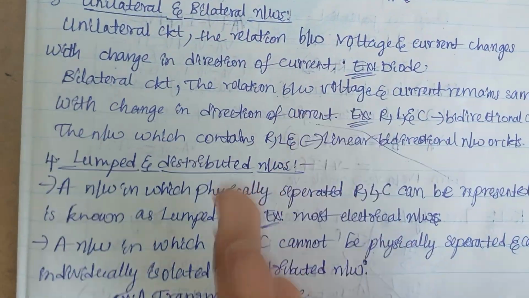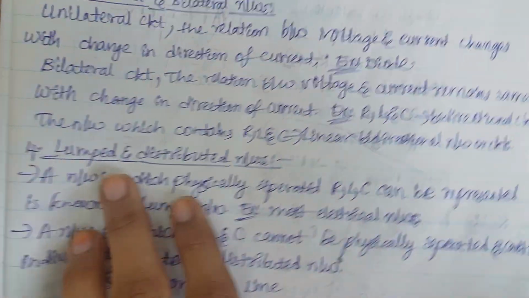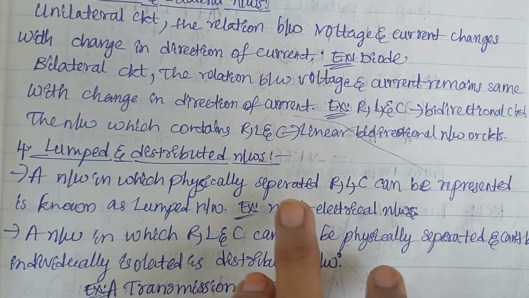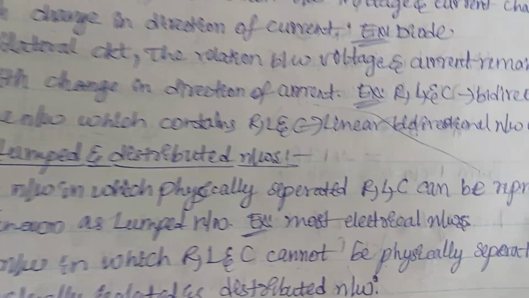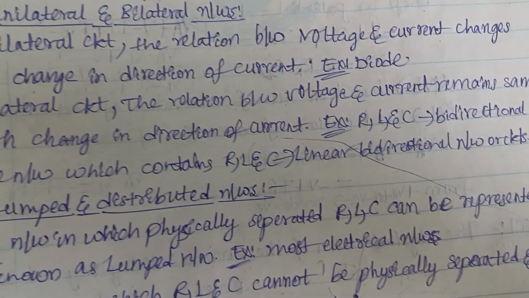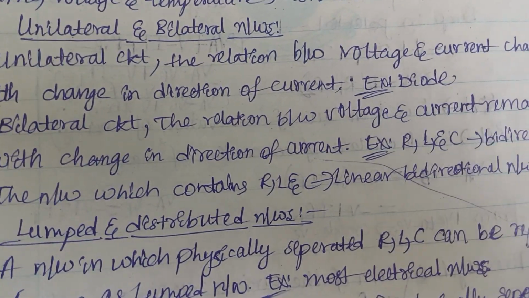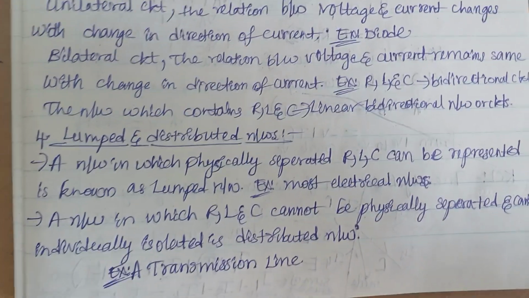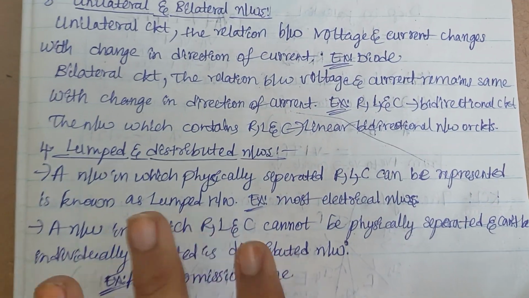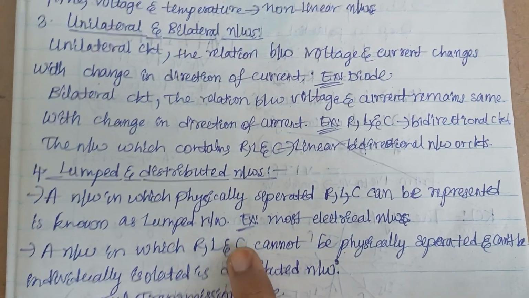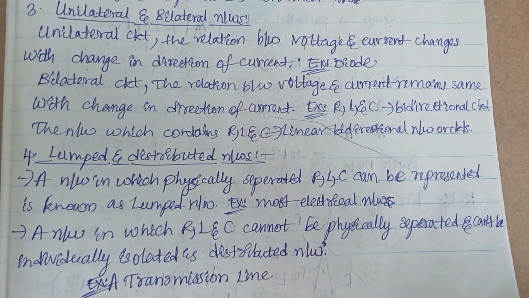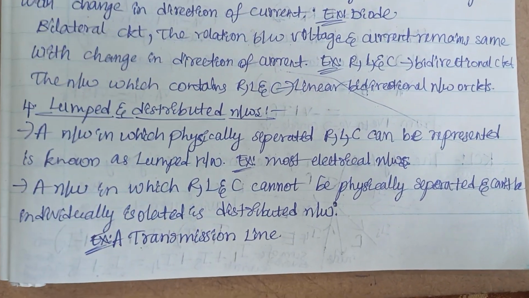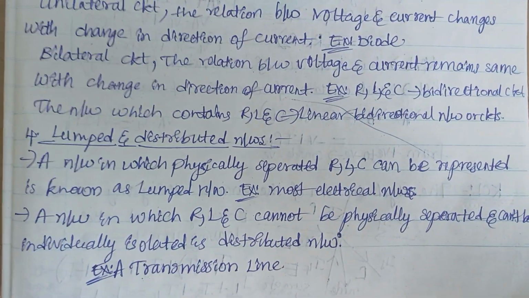Like we can represent them each one separately. The network in which physically separated RLC can be represented is known as a lumped network. For example, most of the electrical networks we have discussed in KCL, KVL, like a combination of many resistors separated from each other, are said to be lumped networks. And a network in which RLC cannot be physically separated and cannot be individually isolated, we say it to be a distributed network.